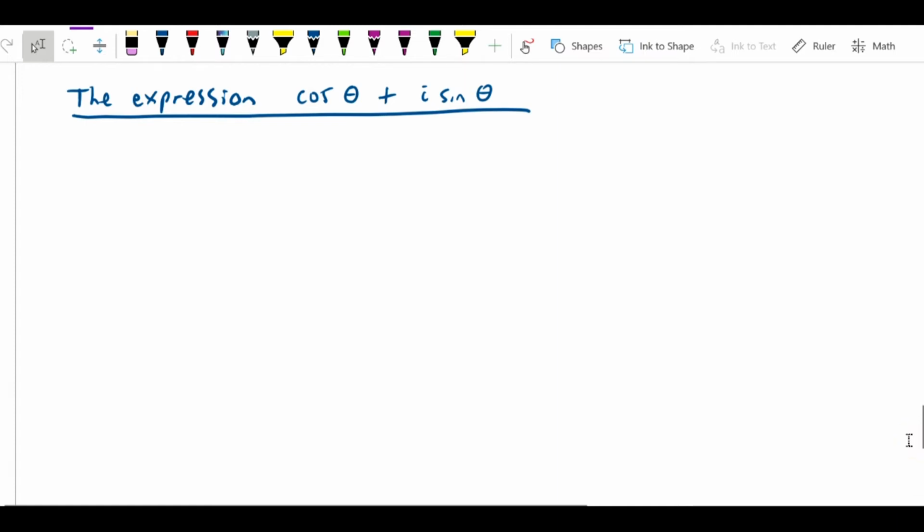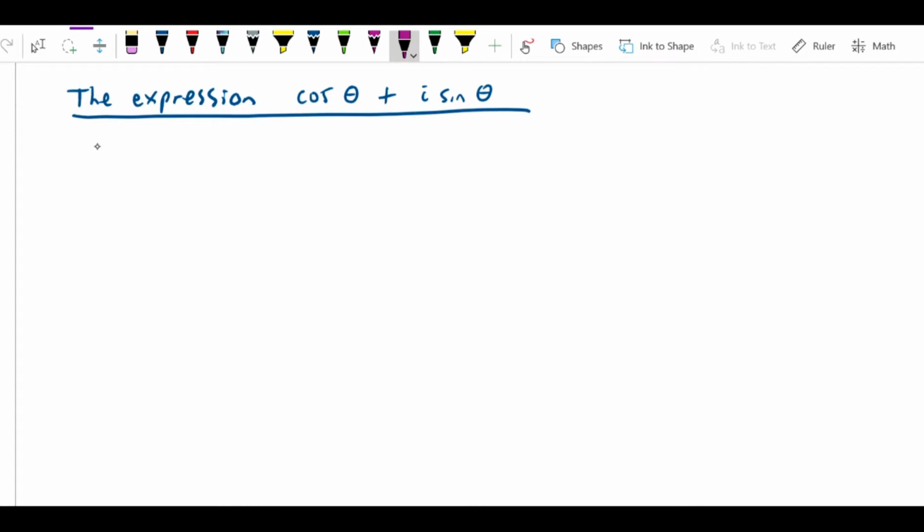So now I want to explain why the expression cosine theta plus i sine theta is significant. The interesting thing is that you already know enough calculus to understand this truly remarkable fact. Before I go on, I just need to get one thing out of the way. First of all, when we keep raising i to successive integer powers, it goes around in a cycle of four.